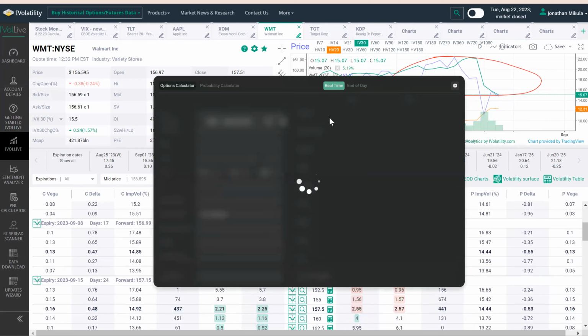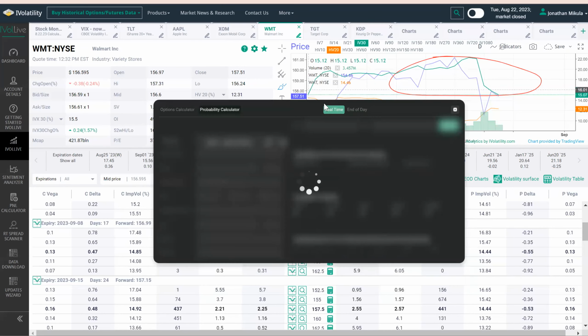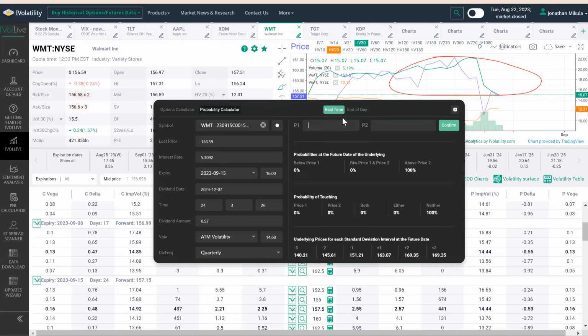So if we go to this at the money strike price here, and we go to our probability calculator, we could say, okay, what's the likelihood on September 15th that Walmart is going to be below the current price, more or less 157.50. And then we could go to the next strike price, 160. So here we go. There is a 53% chance that Walmart will be below 157.50. There's only a 31% chance it'll be above 160. So what this is leading me to believe is it makes sense to at least explore a bearish bet.